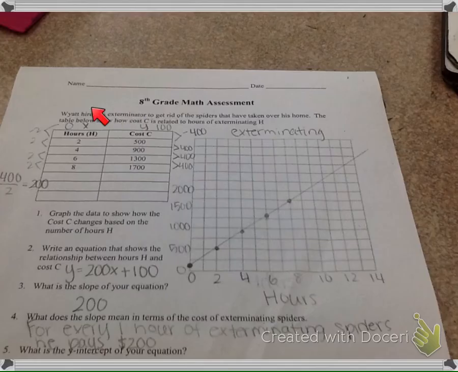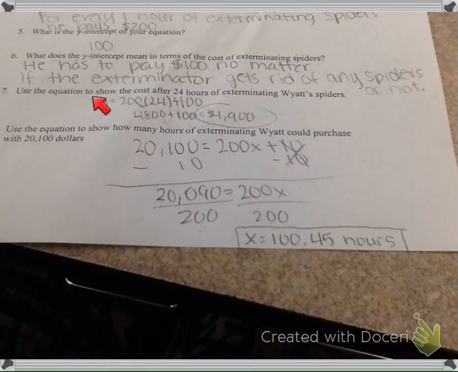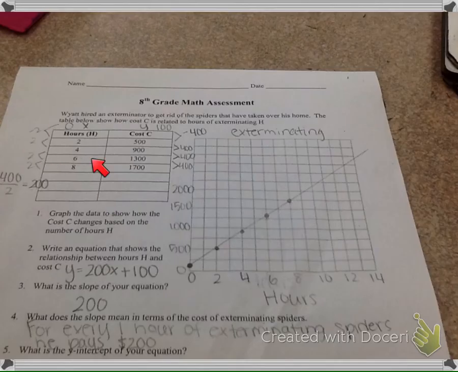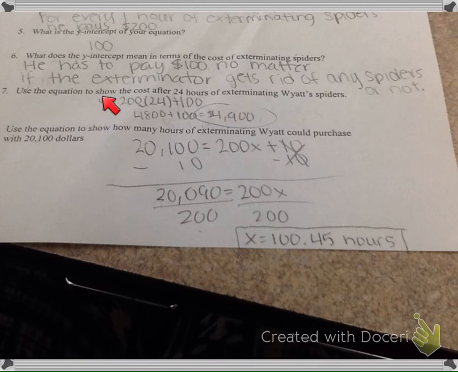Use the equation to show the cost after 24 hours of exterminating white spiders. So back here, our equation was C equals 200H plus 100. So if we're trying to find the cost and we have 24 hours, we're going to put in 24 for H, and our equation will be C equals 200 times 24 plus 100. So 200 times 24 is 4,800, plus 100 equals $4,900.